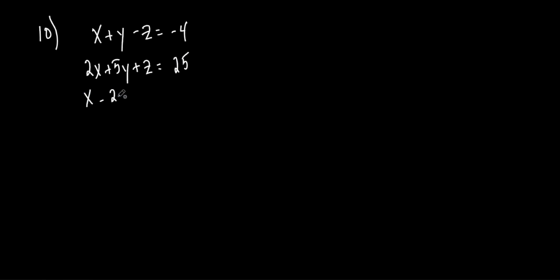So this one, there's no graphing. It's just all algebra. x plus y minus z equals -4, and 2x plus 5y plus z equals 25. You can write it however you want. x minus 2y minus z equals -16. All right, and it says to solve, basically. Just solve for x, y, and z.